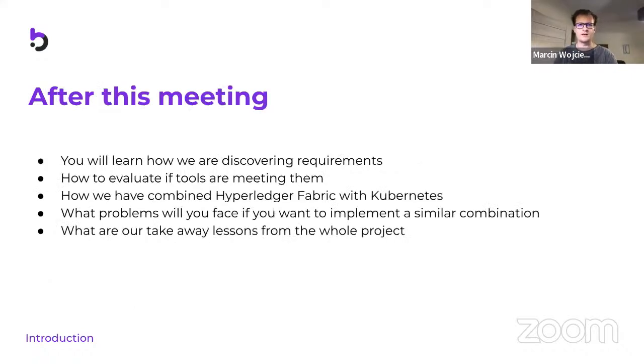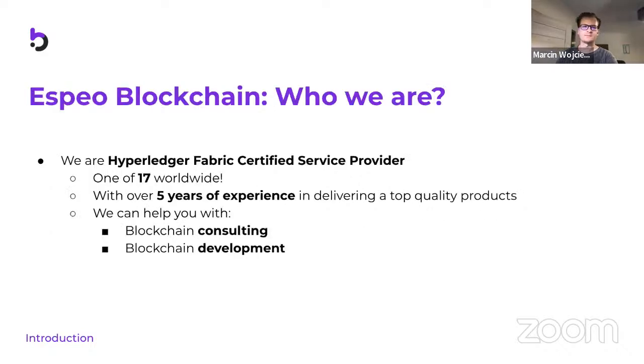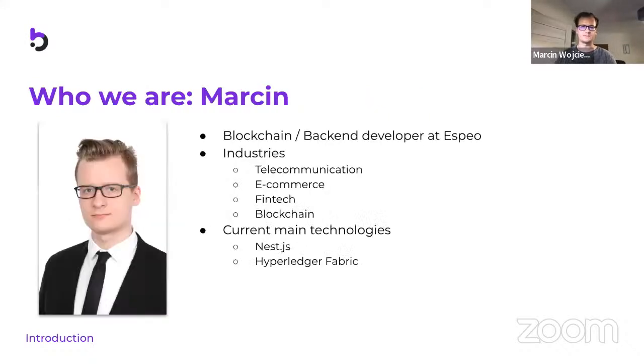So after this meeting, you will know more or less how things work in our company, how we discover requirements and tools to meet them. You will also know what problems you will face when trying to deploy a similar solution. We are representing Espeo Blockchain, which is a company based in Poznań, Poland. We introduce enterprise-level blockchain innovations to business. We are a Hyperledger Fabric certified service provider as one of 17 certified companies. We have around 5 years of professional experience, and we can help you with blockchain consulting and development.